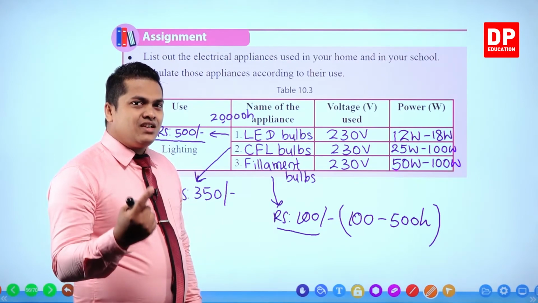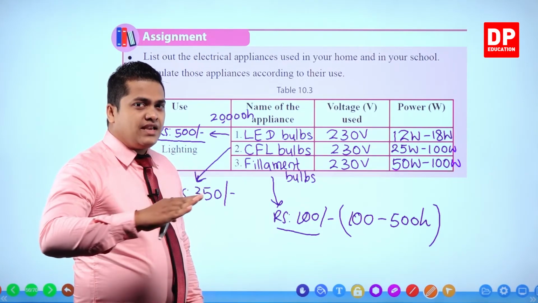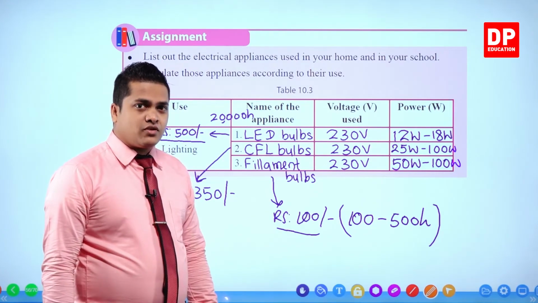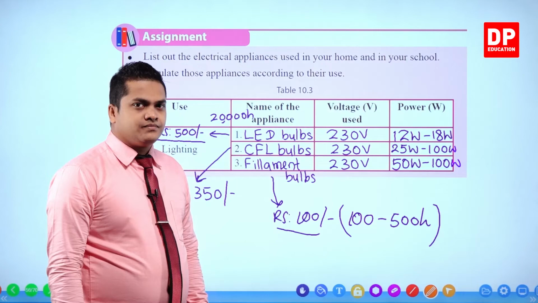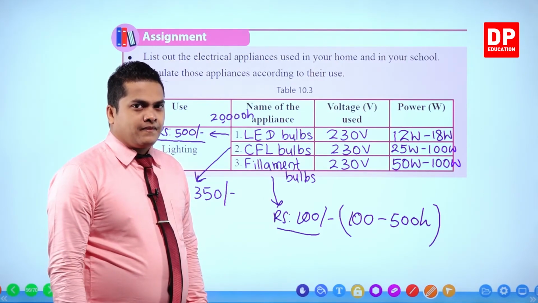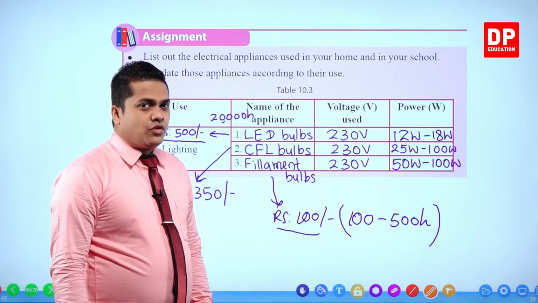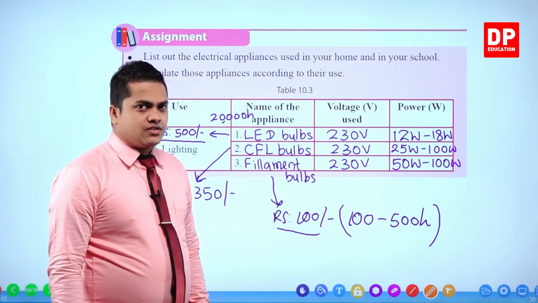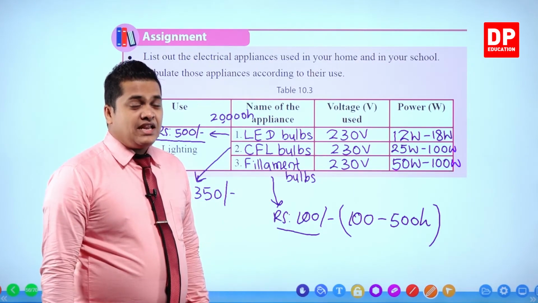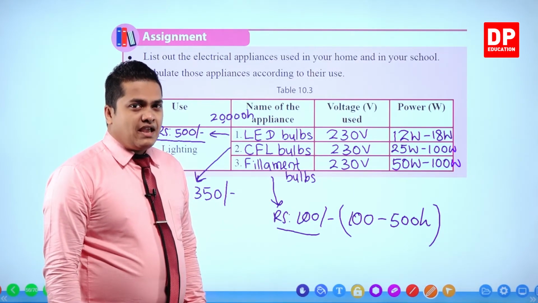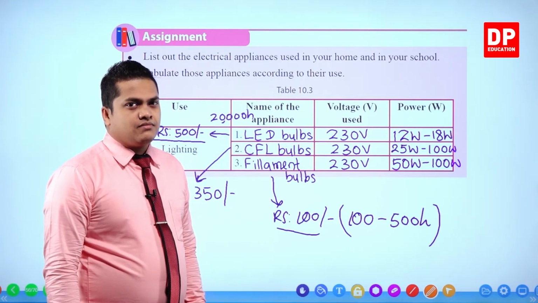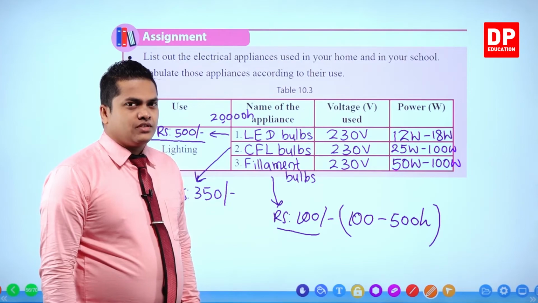So one single bulb can be used for several years. But here, you can use it for only a few months. So it's going to save you a huge amount of money. So don't think about the initial cost. We have to think about the long run. LED bulbs are the most efficient and energy saving ones among all of these instruments.